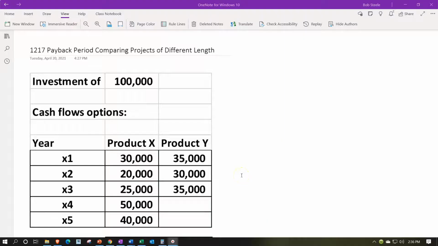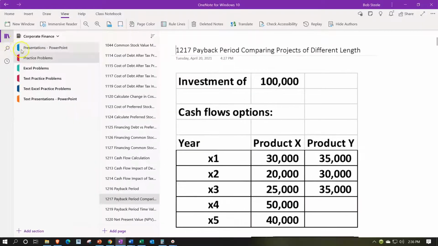Here we are in OneNote. If you have access to OneNote and would like to follow along, you're not required to, but if you would like to, we're going to be in the icon on the left-hand side. We're in the practice problems, down in the 1217 payback period computing projects of different lengths tab.